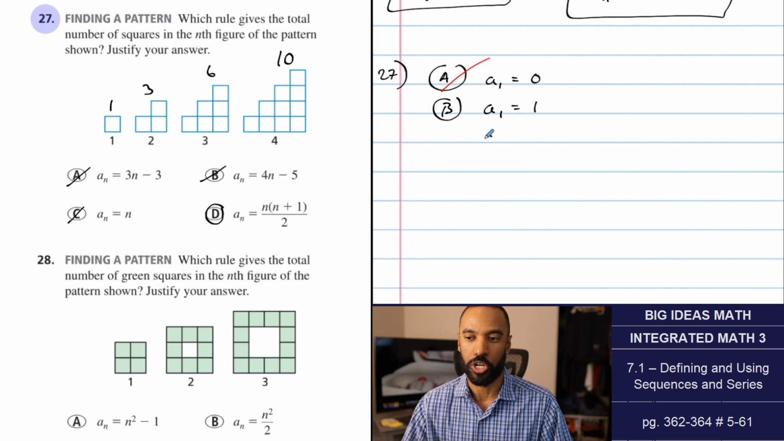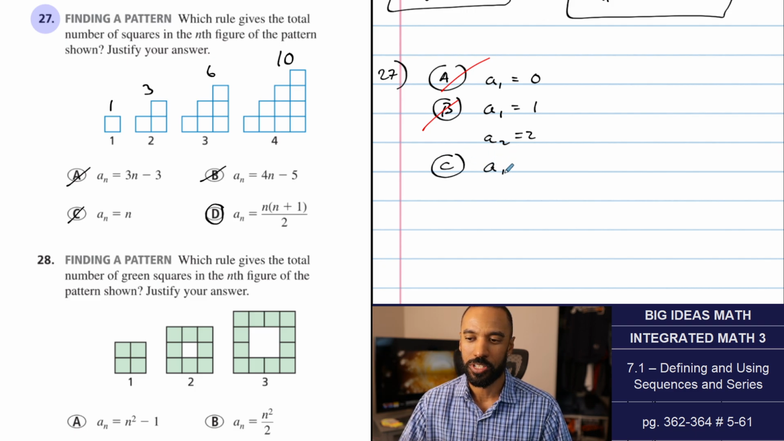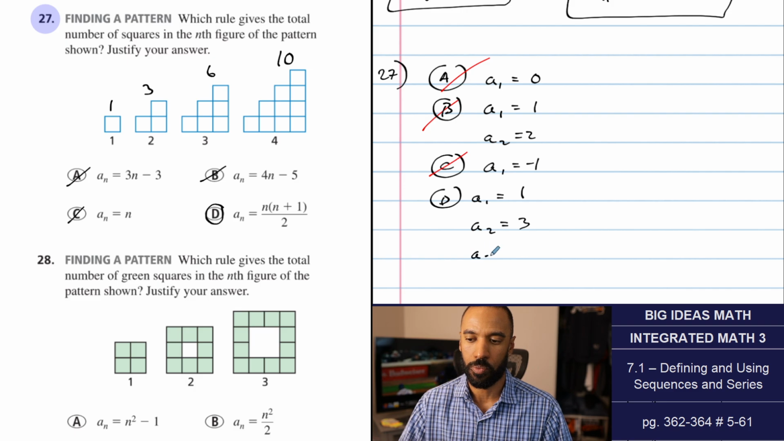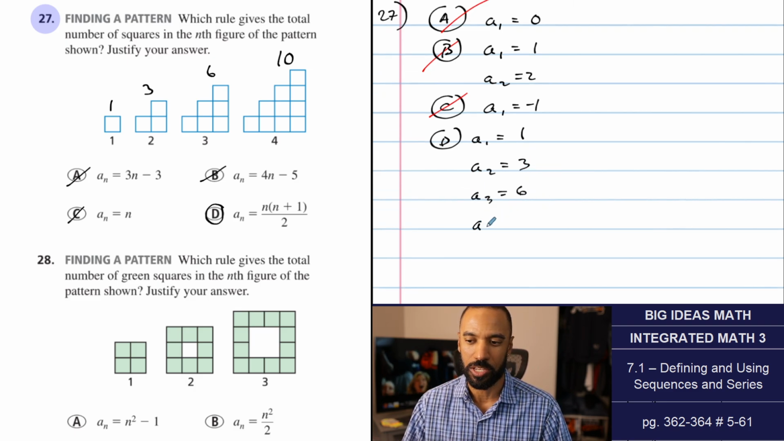A sub 1 is 1, sure, but A sub 2 is 2, and that doesn't work. For C, I guess you have to try them all first. A sub 1 is negative 1, so that doesn't work. And then for D, it does work out because A sub 1 does give you 1, A sub 2 does give you 3. I'm going to trust it, and I'm going to show you how else we can determine this. A sub 3 is 6, and A sub 4 is 10.